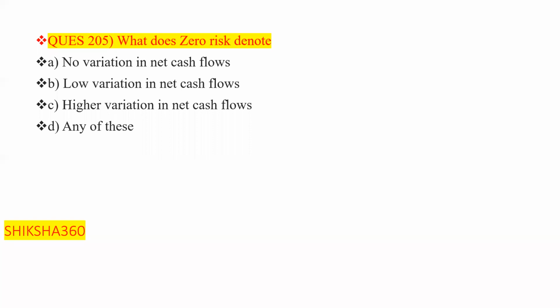Zero risk denotes no variation in the net cash flows. So this one is our answer: no variation in the net cash flows.